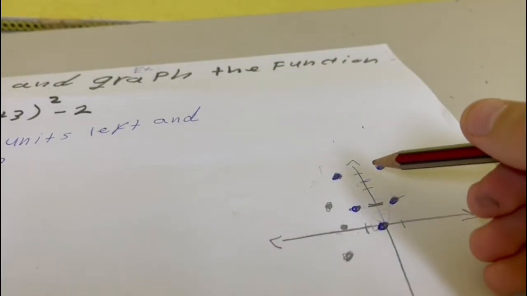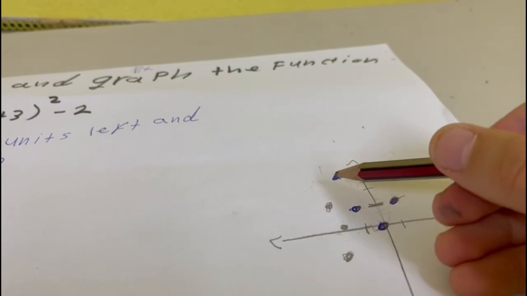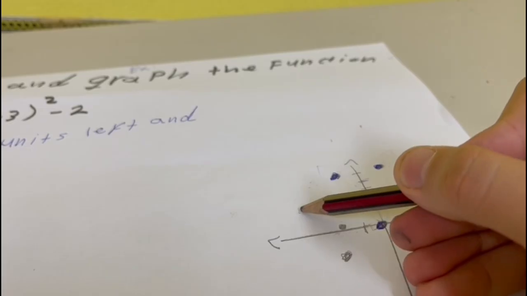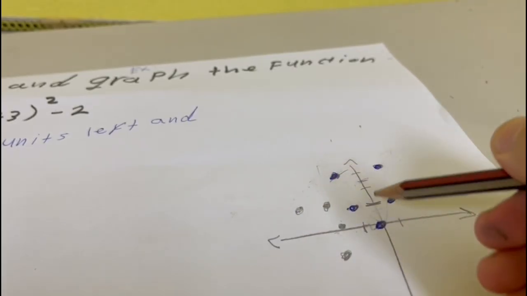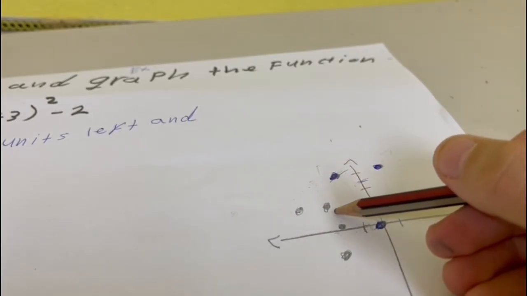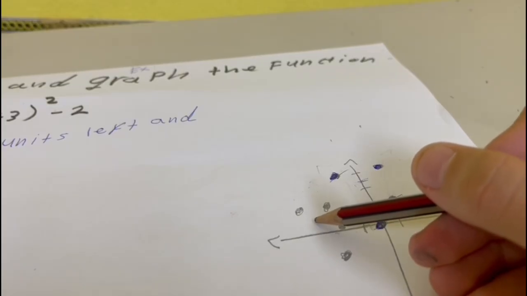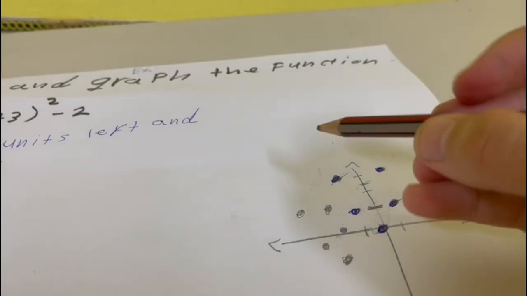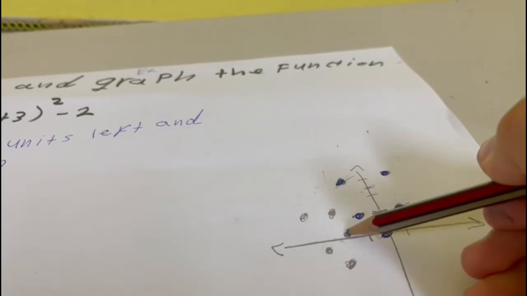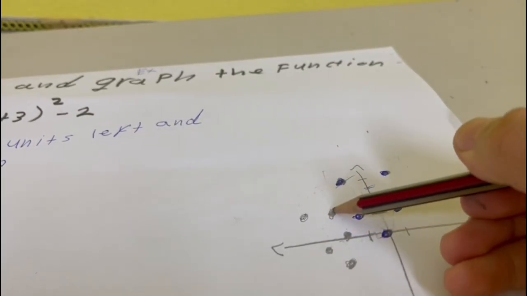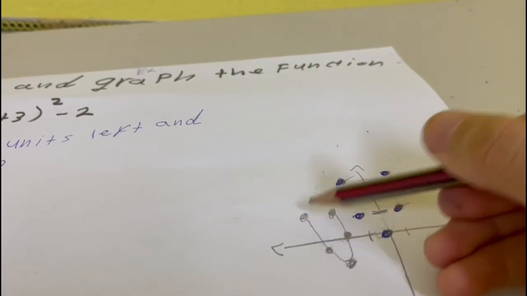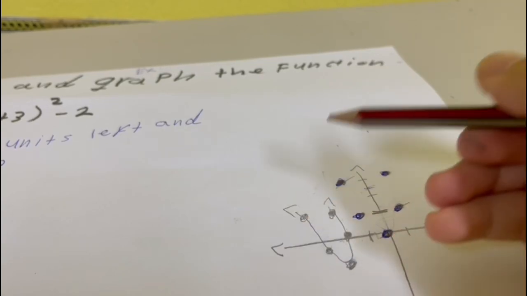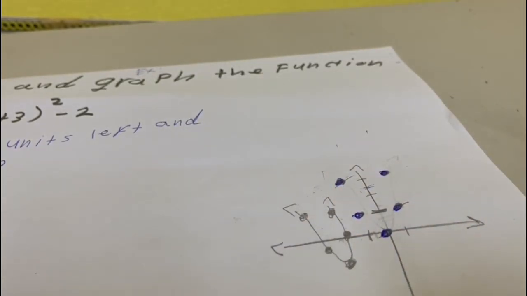We start with this point. 1, 2, and 3 left, 1, 2 down. Those are the points, and we graph the function. This is how we graph the function.